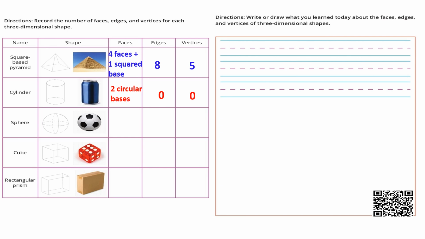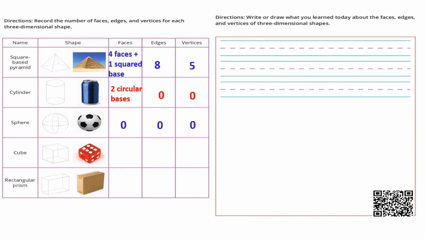Cylinder. The cylinder has 2 circular bases, 0 edges, 0 vertices. Sphere, it's like our ball. 0 faces, 0 edges, 0 vertices. We called it Mr. Zero. It's like our circle, Mr. Zero also.